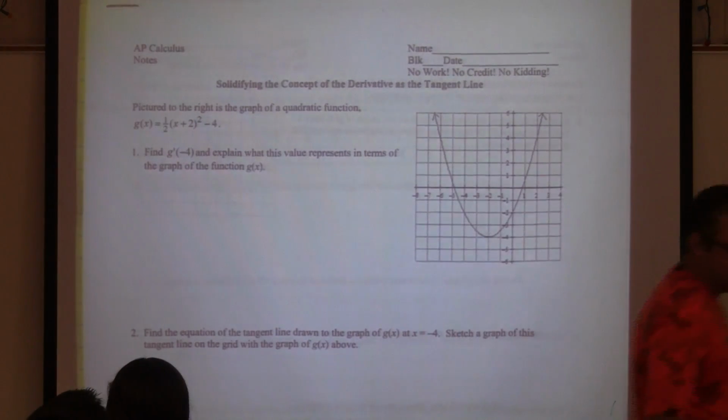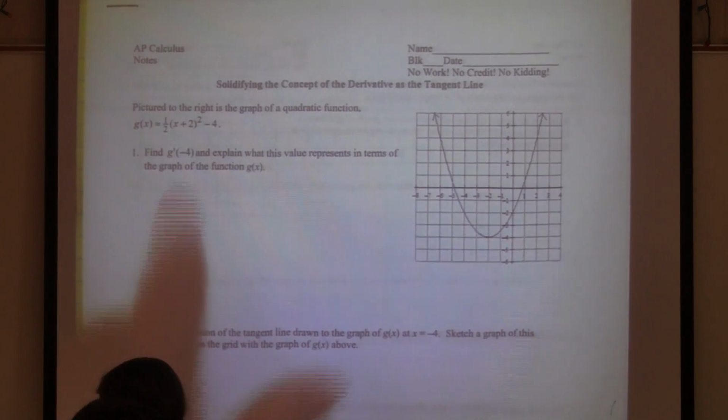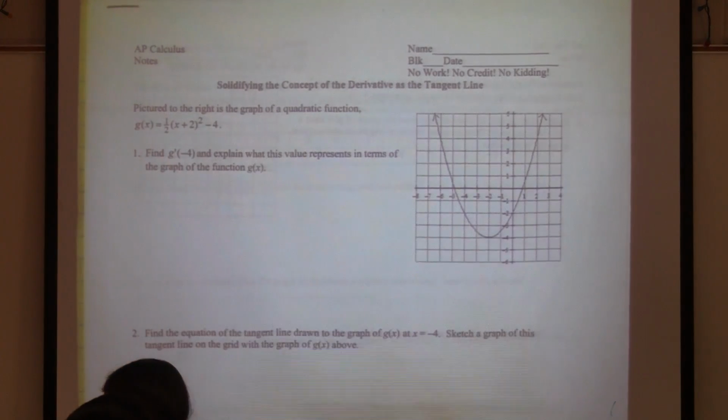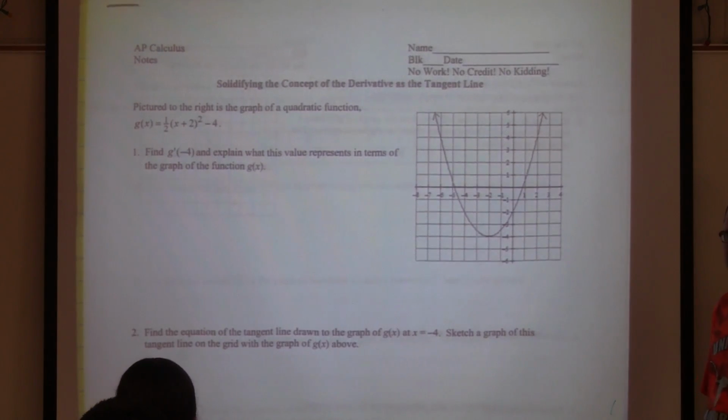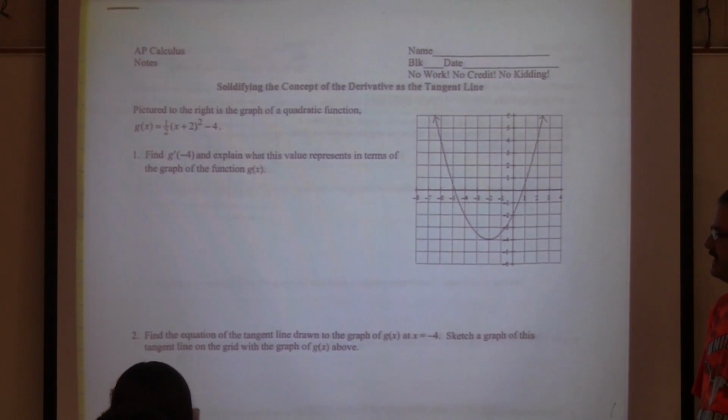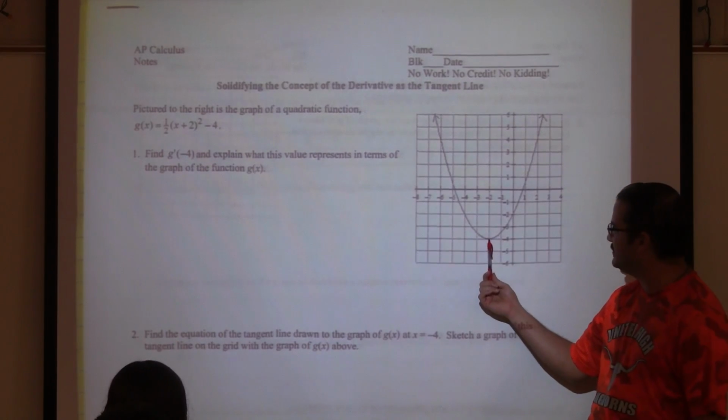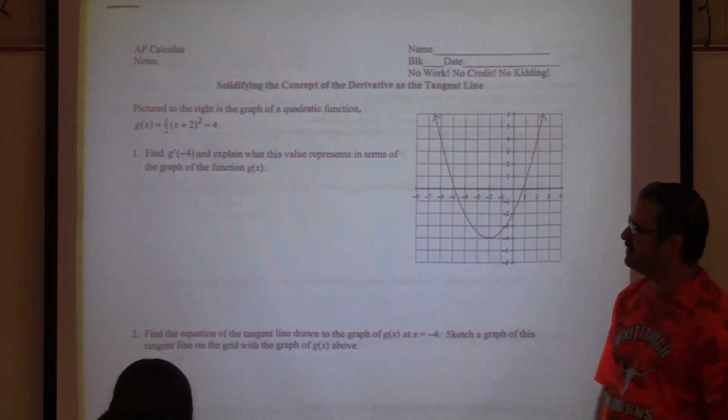So, let's look at this and let's see if you can answer some questions about this graph. Could you tell me where the vertex is? -2, -4. Very good. Do you remember that from Algebra 2?